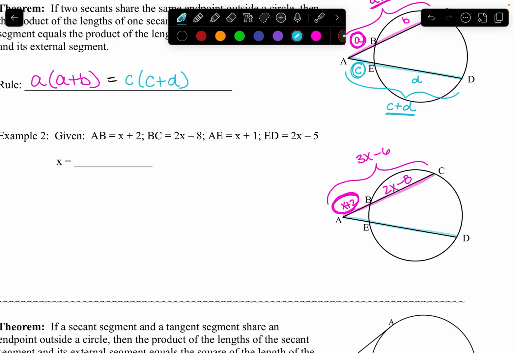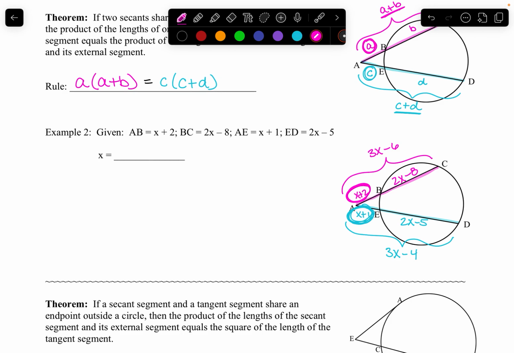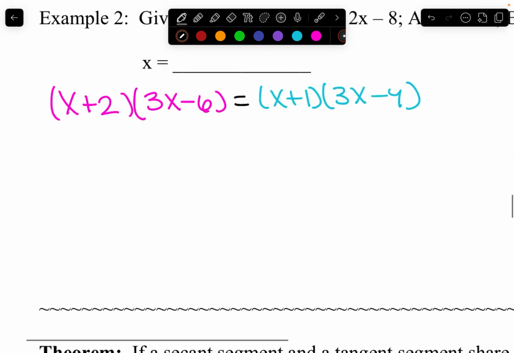Hopefully everybody can see that, okay? Then AE is x plus 1. Circle it aggressively. And then ED is 2x minus 5. And then we need the whole segment. That is 3x minus 4. Okay? Remember, this one's out. So I need the outside portion, x plus 2, times the whole secant segment, which is this guy. Okay? And that is going to equal the outside portion, which I have aggressively circled, times the whole secant segment. 3x minus 4. And then we do the math.